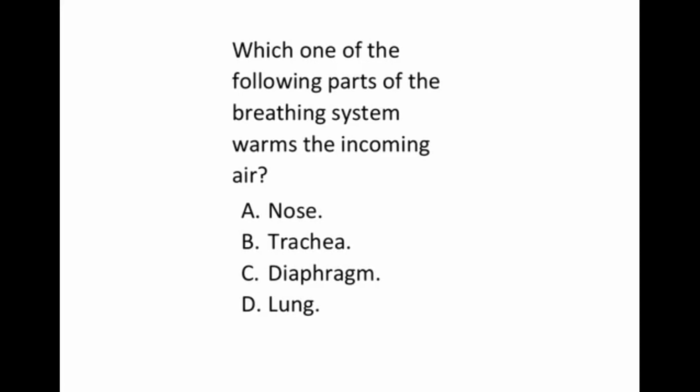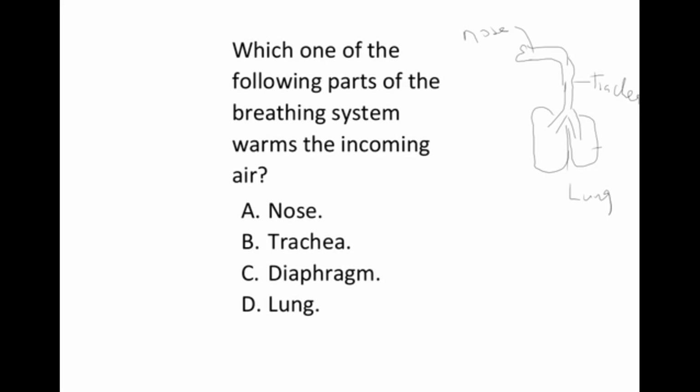Which one of the following parts of the breathing system warms the incoming air? The incoming air is the air that we breathe in. So as we breathe in, the air first passes through the nose. Then from the nose it enters the trachea. From the trachea it enters the bronchus. From the bronchus then it enters the lungs. These are the lungs. So this is the trachea. These are the lungs. This is the nose.